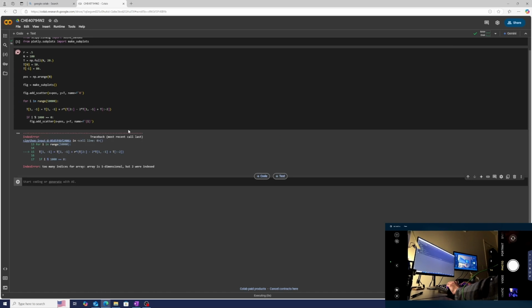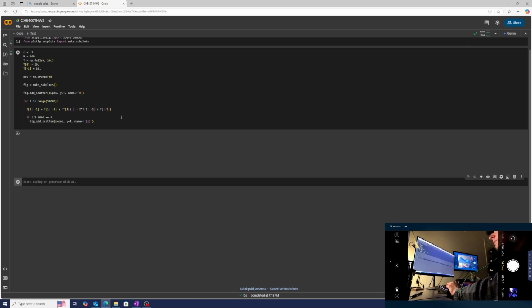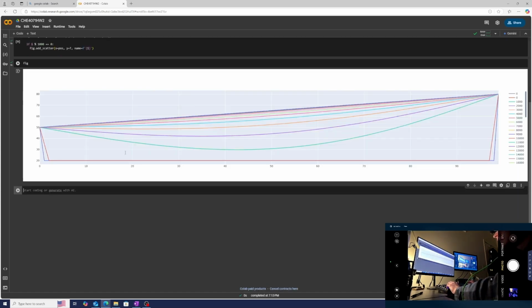So we'll see if this has any issues. One dimensional but two word index. Whoops, I was using a comma instead of a colon. Does that do anything? And then we'll just show our figure. So this has 50 lines, and we have each one.